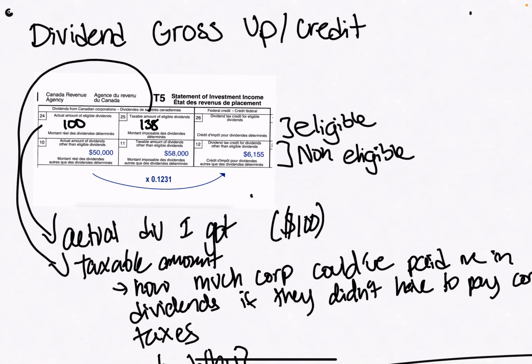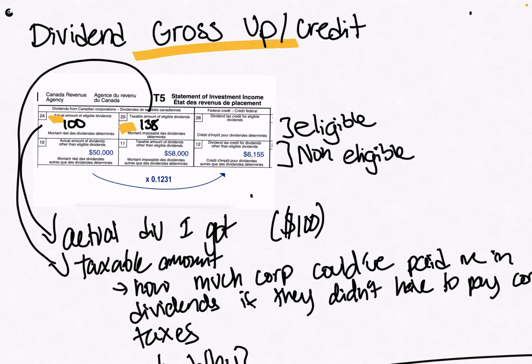Okay, so right now we're going to go over the dividend gross up and the dividend tax credit and basically why we do those things. So right now we have a T5 slip, statement of investment income, which I guess is what you get if you get dividends. So over here we have the actual amount of eligible dividends, and this is the actual money that you're getting. And then over here we have the taxable amount of eligible dividends. That's the amount with the gross up.